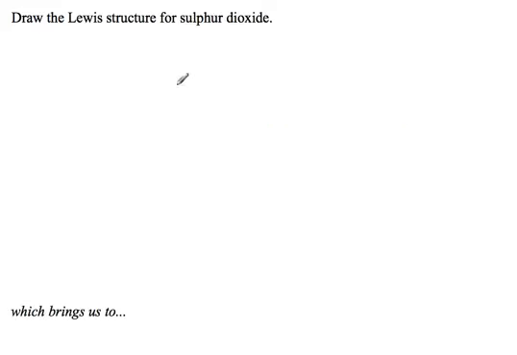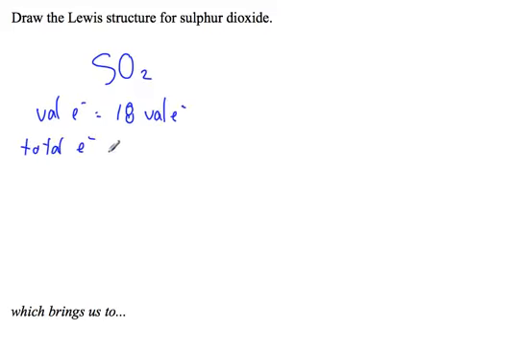Now, last one, sulfur dioxide, SO2. So valence electrons: sulfur has 6 and oxygen has 6, and there's 2 of them, so that's 18 valence electrons. Total required to satisfy the valence shell is going to be 24. Each one needs 8, so 3 times 8. Number of bonds, 24 minus 18 divided by 2 is 3 bonds.